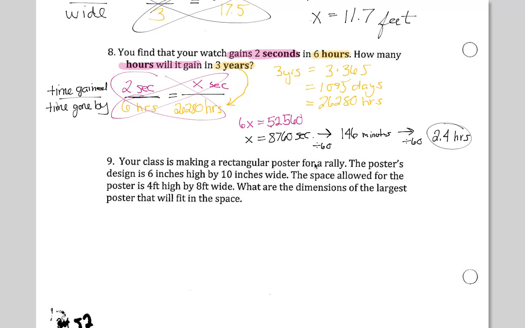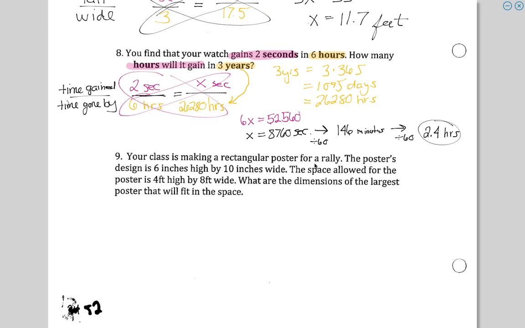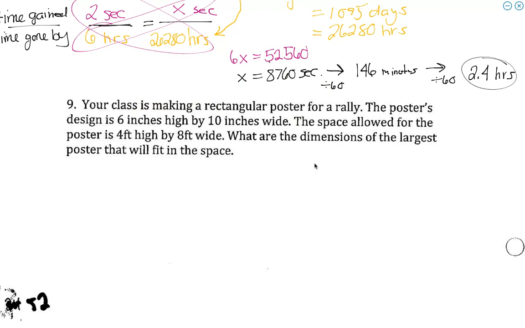All right, number 9. Your class is making a rectangular poster for a rally. The poster's design is 6 inches by 10 inches wide. The space allowed for the poster is 4 feet by 8 feet. So I don't like how it goes from inches to feet, inches to feet.